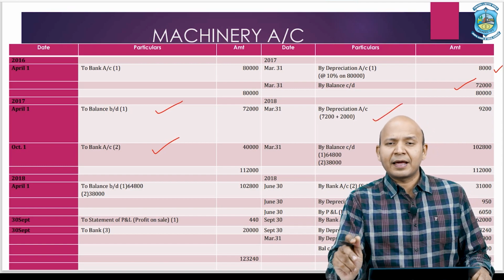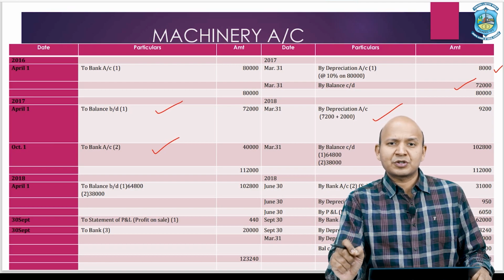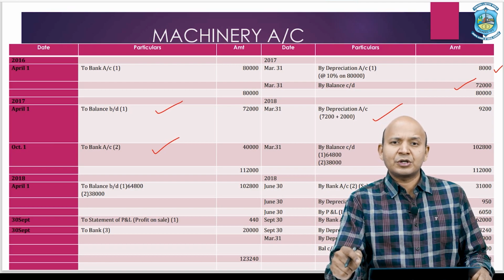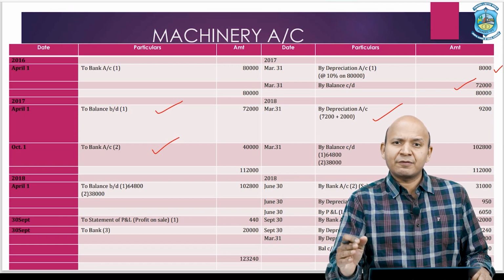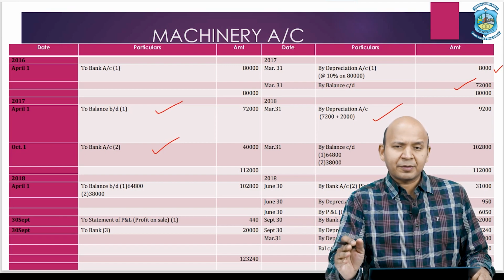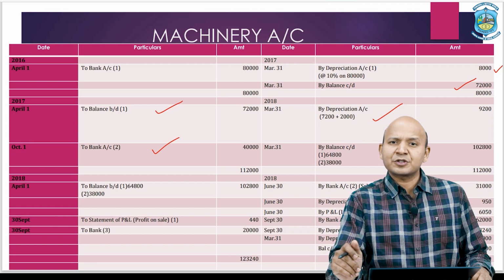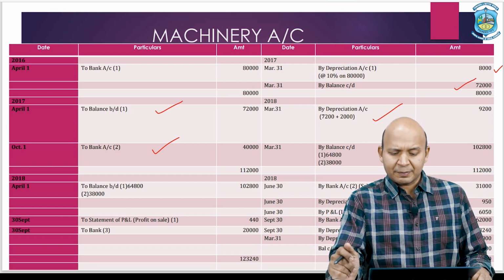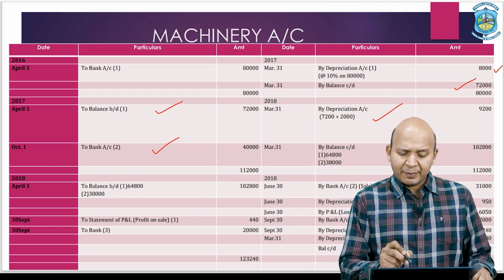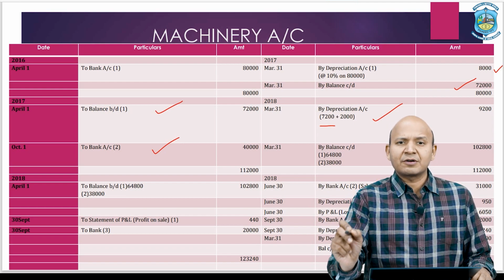This is the diminishing balance method, which means the depreciation will always be charged on the opening balances of each year. So the opening balance of machine 1 was 72,000. This machine we have utilized from 1st April 2017 till 31st March 2018. So for complete 12 months we will be charging depreciation. Hence the amount of depreciation is coming 7,200.